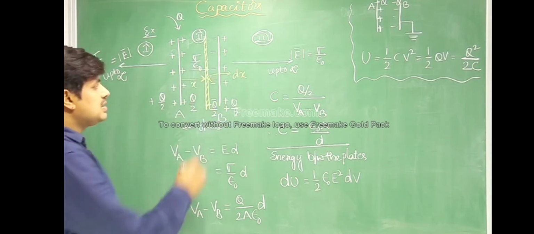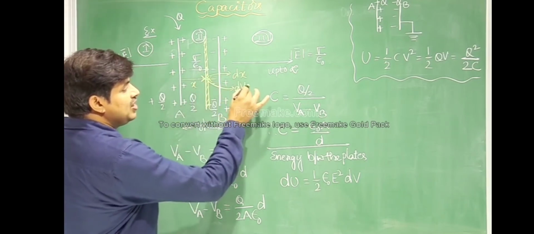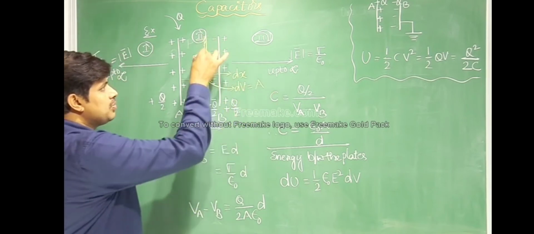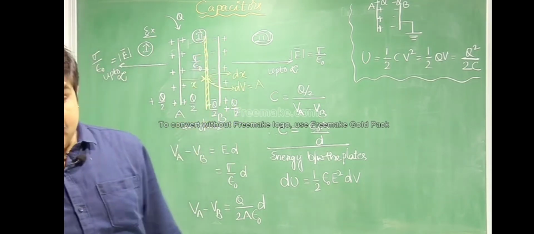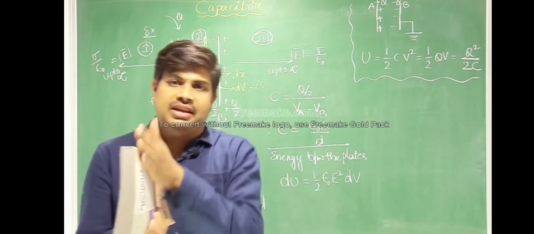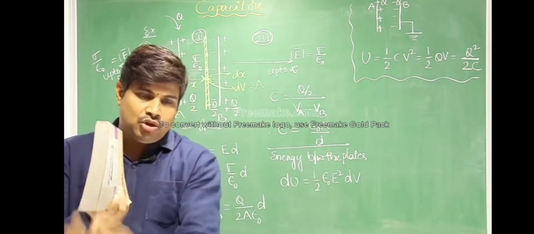Okay. Now, what is this volume? This volume dV is equal to what? What is the area of this strip? See, area means you are observing plates like this. See how you are observing the plate. You are observing this edge, this edge. Are you getting, my dear friends?